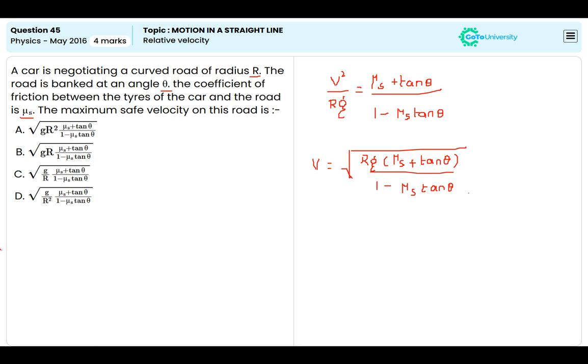This we can see in the option: under root of gr into mu s plus tan theta divided by 1 minus mu s tan theta. Option B is the right answer.